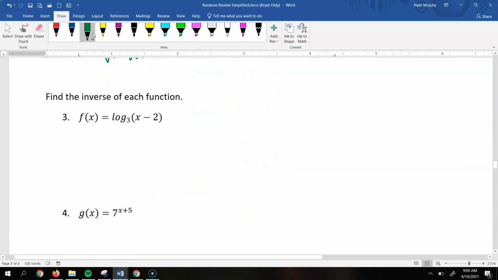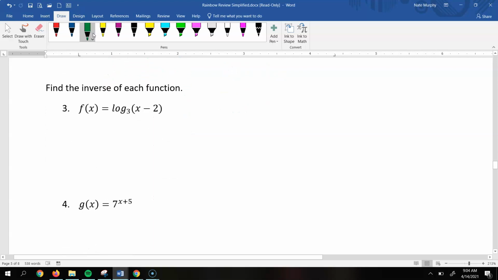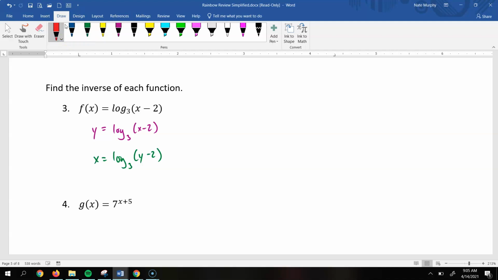All right, so for numbers 3 and 4, we're finding the inverse for each of these functions. To find the inverse, remember the first step is just change this to an equation instead of a function. The next step is we change the x to a y and the y to an x. The next thing we have to do is change the form it's in. We're going to change it from logarithm form to exponential form.